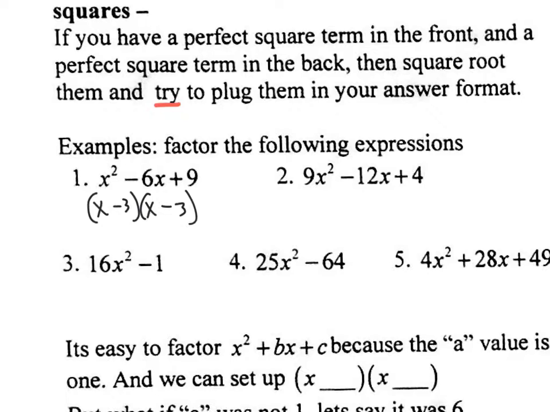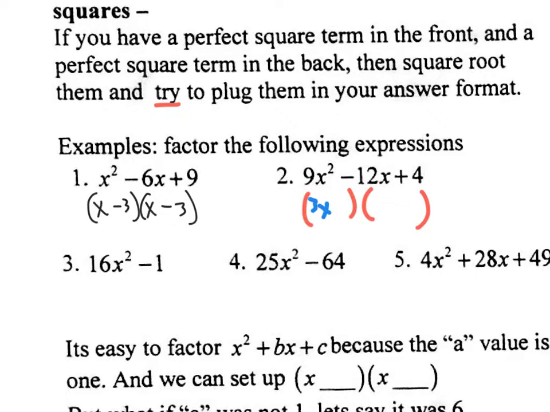Well, if you look at number 2, it's a little different. See, on number 2, you can't set up parenthesis, parenthesis, x, x. Why not? Because you have a 9x squared right there. So this little mini section here says, if you have a perfect square term in the front, do the square root of it. And what would be the square root of 9x squared? 3x. So we're going to write a 3x right there.